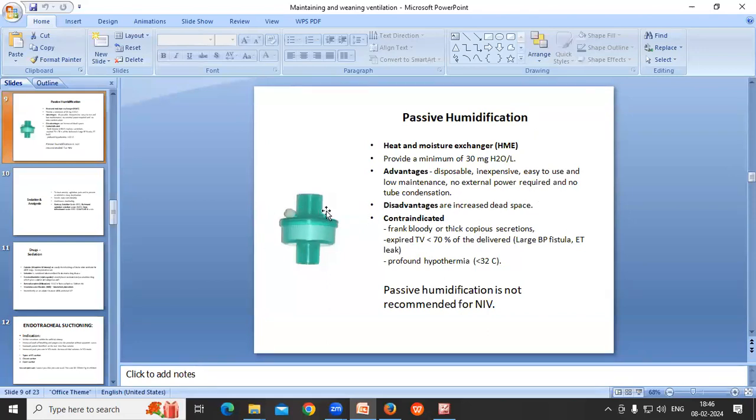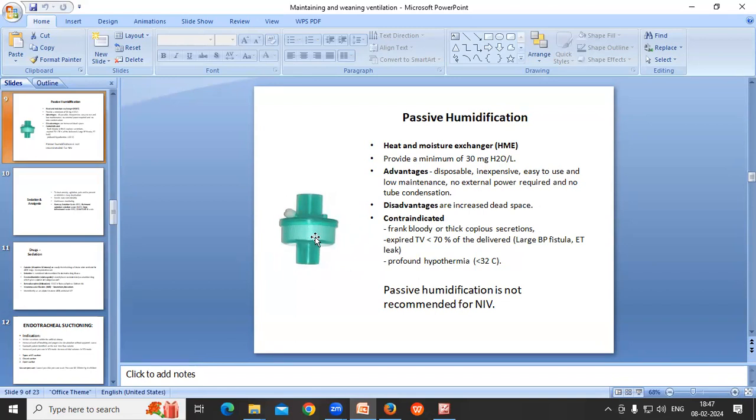If you're in volume control mode and you don't compensate for this volume, then your delivered tidal volume will be much less than what you set. So that's why you need to compensate for this as well. You need to add the volume for this. The manufacturer will give the volume they can cope with, like 21 ml, 50 ml, 150 ml, in the manufacturer leaflet. So that much you need to compensate by increasing the volumes.